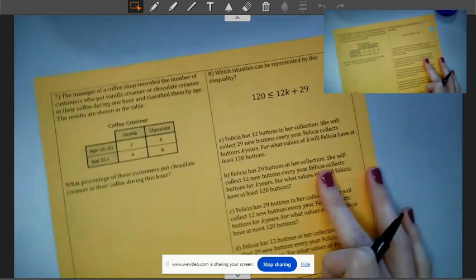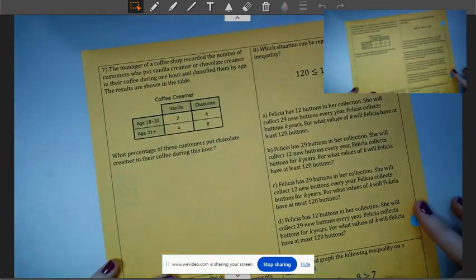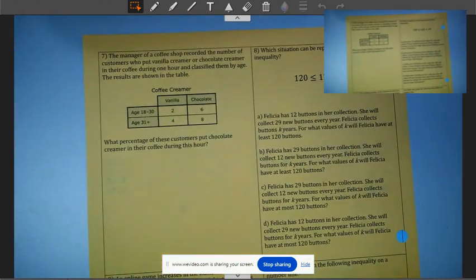Number 7, the manager of a coffee shop recorded the number of customers who put vanilla creamer or chocolate creamer in their coffee during 1 hour and classified them by age. The results are shown in the table. What percentage of these customers put chocolate creamer during their coffee hour?